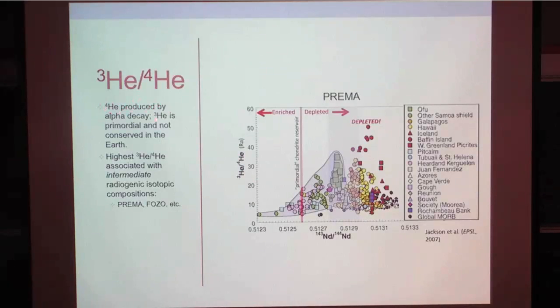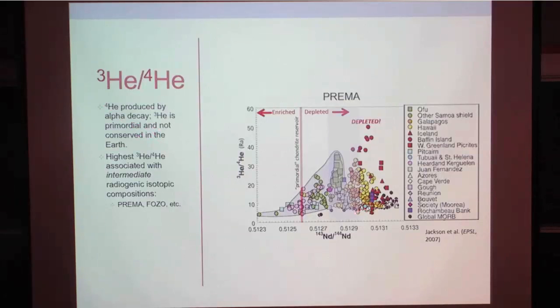Helium-4, of course, is produced by alpha decay. Helium-3 is primordial and is lost from the Earth. It's a one-way trip for helium, and you can't recycle it. It's degassed during volcanic eruptions into the atmosphere and then leaves the atmosphere. So it's a tracer of primitive gas at least, and primitive material in particular.